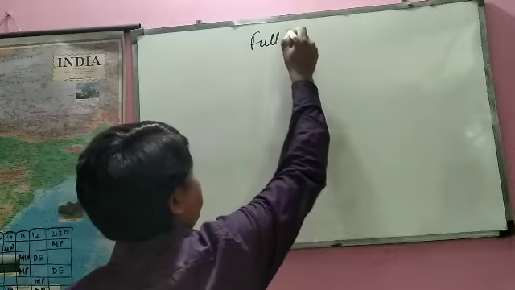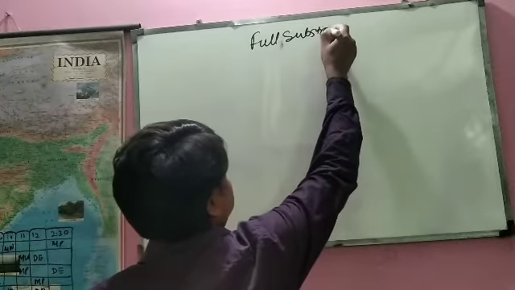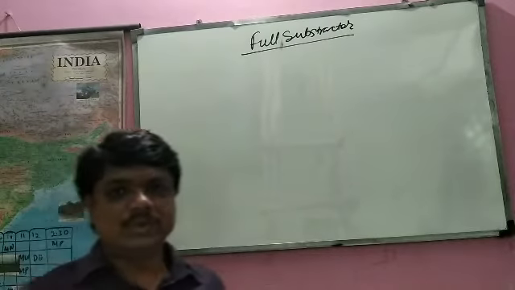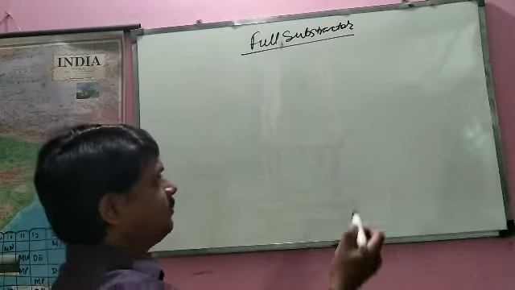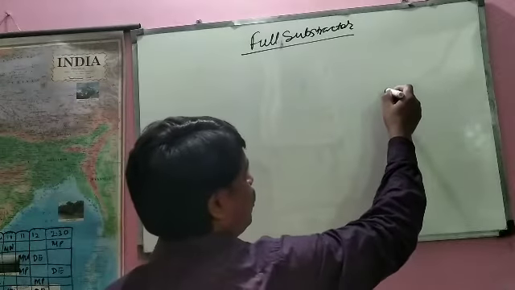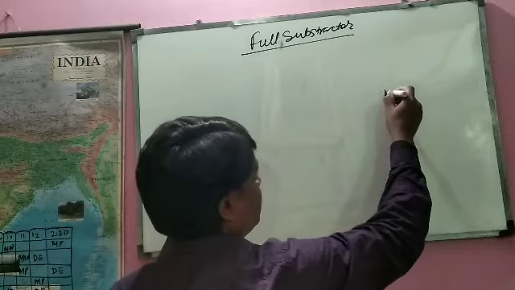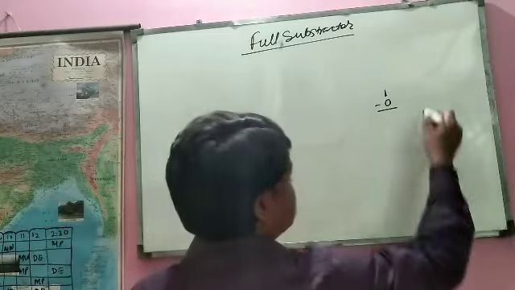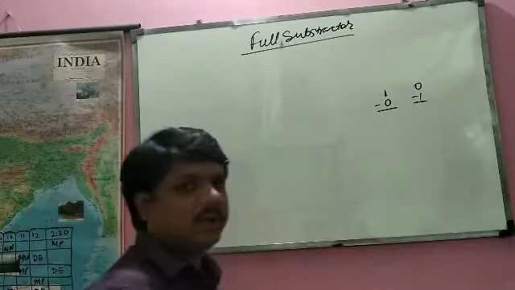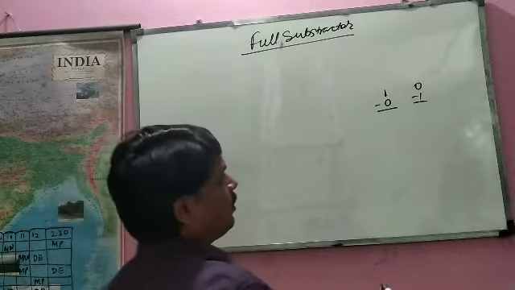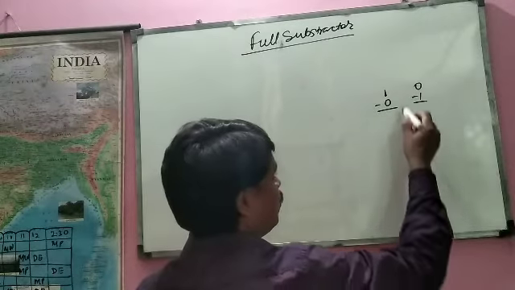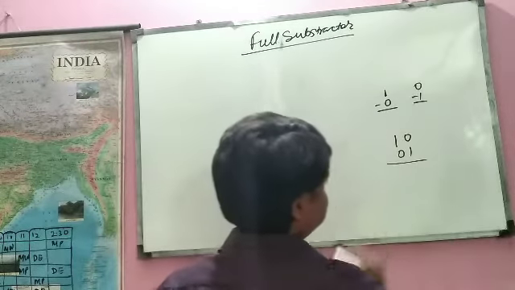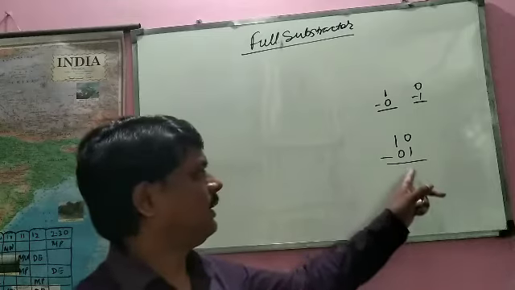Full subtractor. Okay, so this is your full subtractor. And what we will do is, in half subtractor, we subtracted, let us suppose, 1 minus 0 and like this, and 0 minus 1 like this. But let us suppose we want to subtract like this, 0 1. I want to subtract like this.